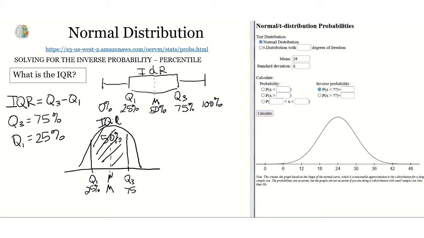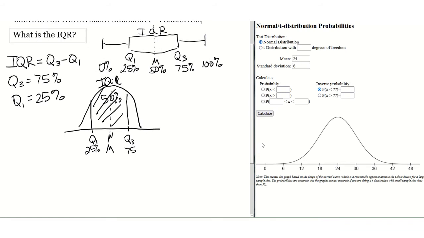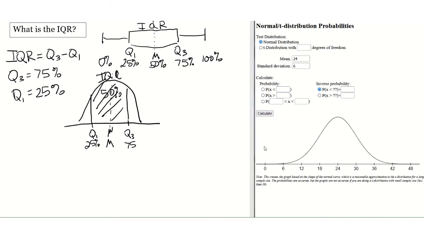So the way that I solve that is, you'll notice on the calculator it doesn't have a range like we did when we were solving for the probabilities. So I need to solve for each of these quartiles separately. So what I'm going to do is solve for my first quartile, and then my third quartile. I'm going to solve for each of these quartiles, and then I'm going to take the difference. So let's take a look at what we are solving for.